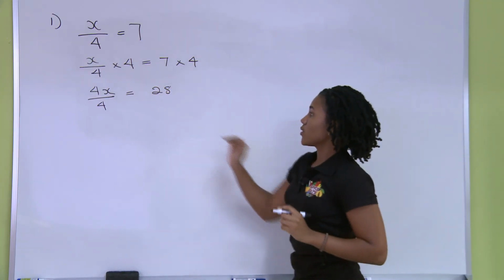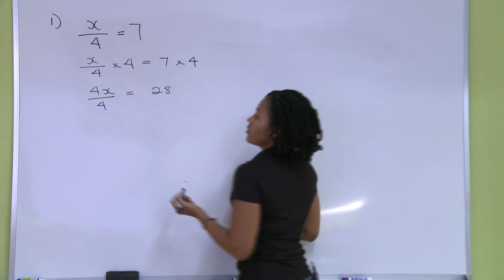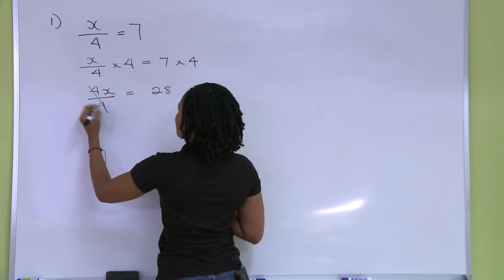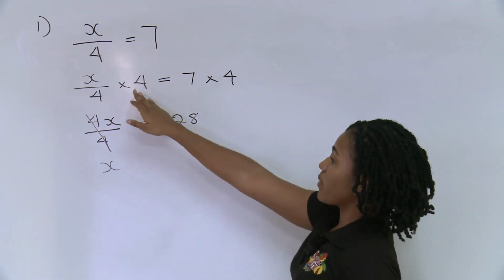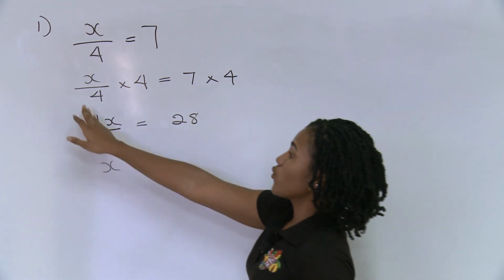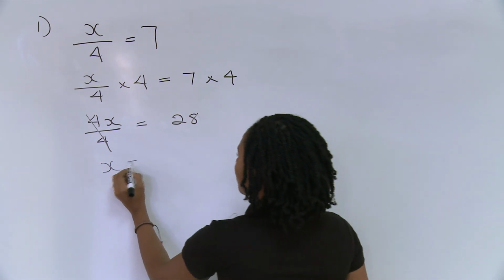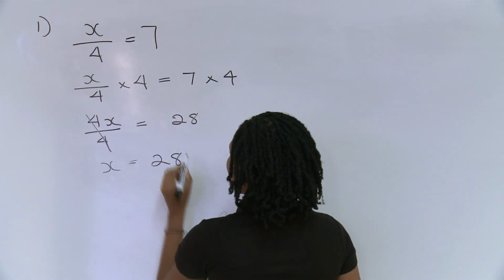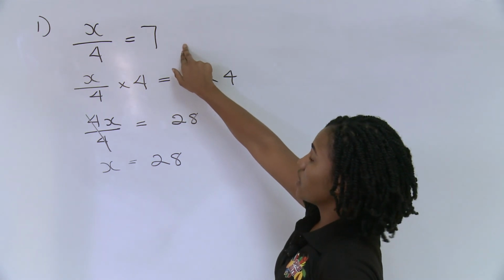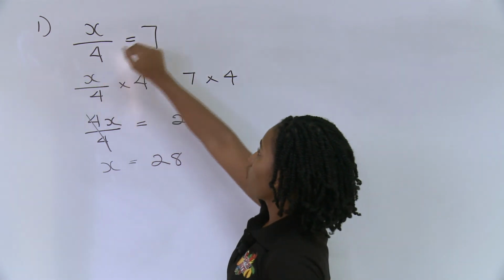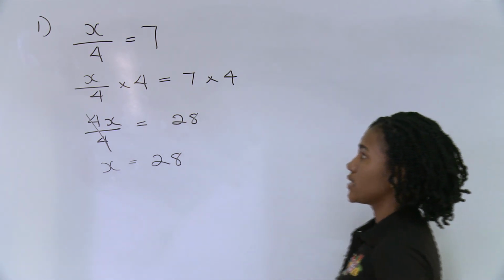So that will leave us with 4x over 4 is equal to 28. Because I multiplied my left-hand side by 4, I'm able to get rid of the 4 and have x alone being equal to 28. So the solution for our linear equation, x over 4 is equal to 7, will be x is equal to 28.